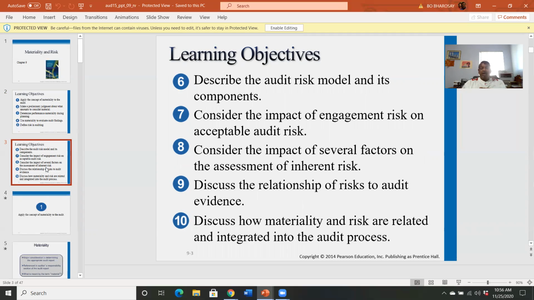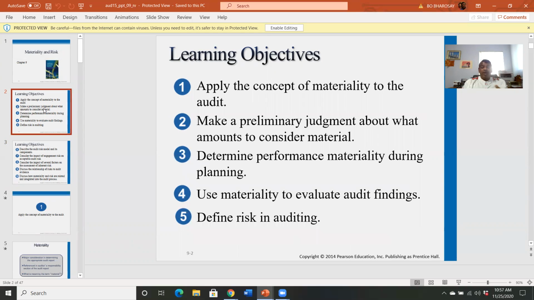Consider the impact of engagement risk on acceptable audit risk. We talk about what acceptable audit risks are. Consider the impact of several factors on the assessment of inherent risk. We talk about inherent risk in chapter 8. Discuss the relationship of risk to audit evidence. Discuss how materiality and risk are related to, and integrated into, the audit process. So we're not going to cover all this. We're probably going to cover the first 5 items in chapter 9. Most of that we cover in other parts of the course.